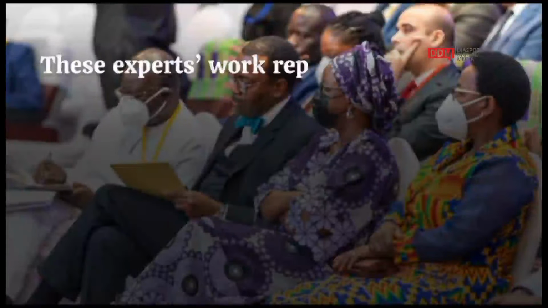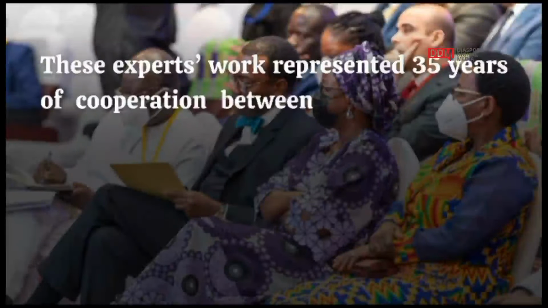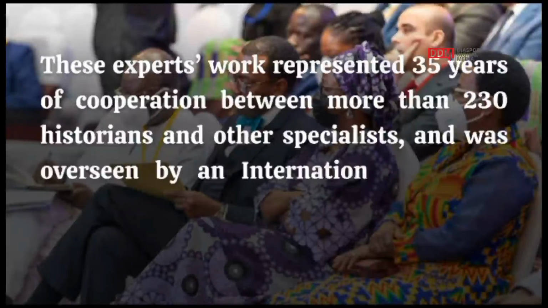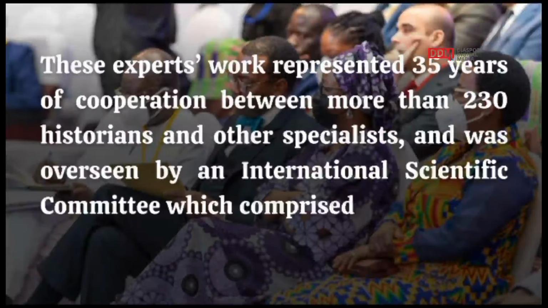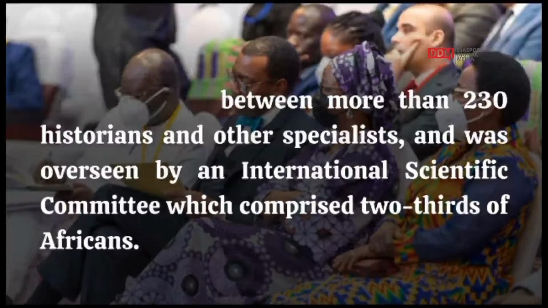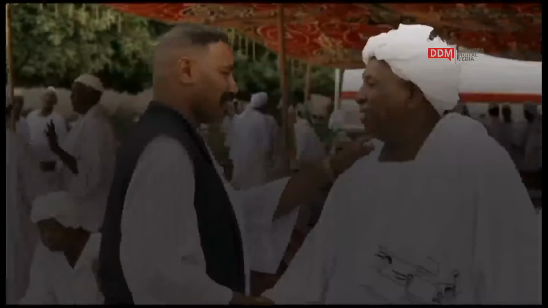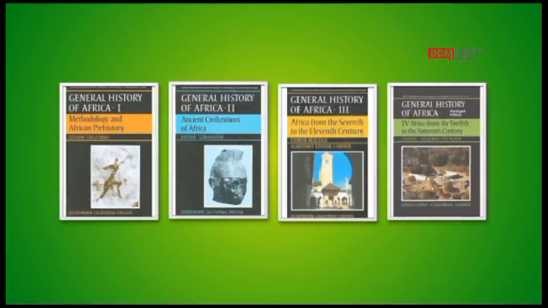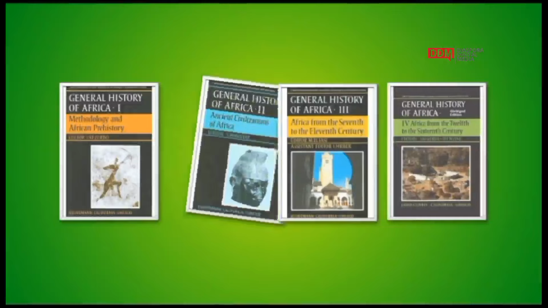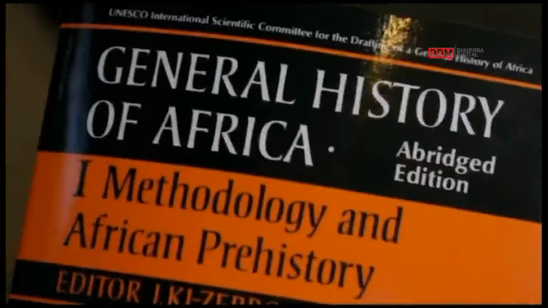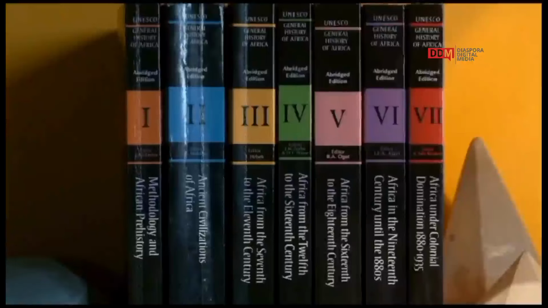These experts' work represented 35 years of cooperation between more than 230 historians and other specialists, and was overseen by an international scientific committee which comprised 2/3 of Africans. The collection. The complete collection is published in 8 volumes. All volumes are richly illustrated with maps, charts, figures and diagrams, and a selection of black and white photographs. The texts, for the most part, are fully annotated and there is an extensive bibliography and index.